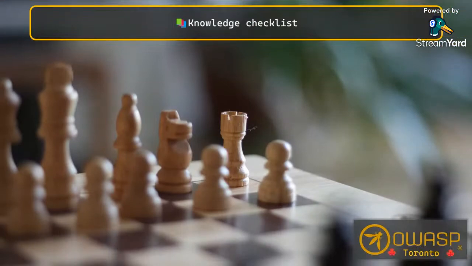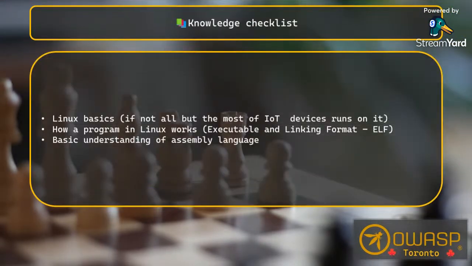Let's talk about the knowledge checklist. If you would like to get into this field, what do you have to learn? Most of the IoT devices we talk about are Linux-based environments. If you look at a router, or at your own smartphone, they all run a Unix-based operating system. So you need to understand how a program works in a Linux environment, the ins and outs of program execution, and then you can start developing your own exploits for those environments.